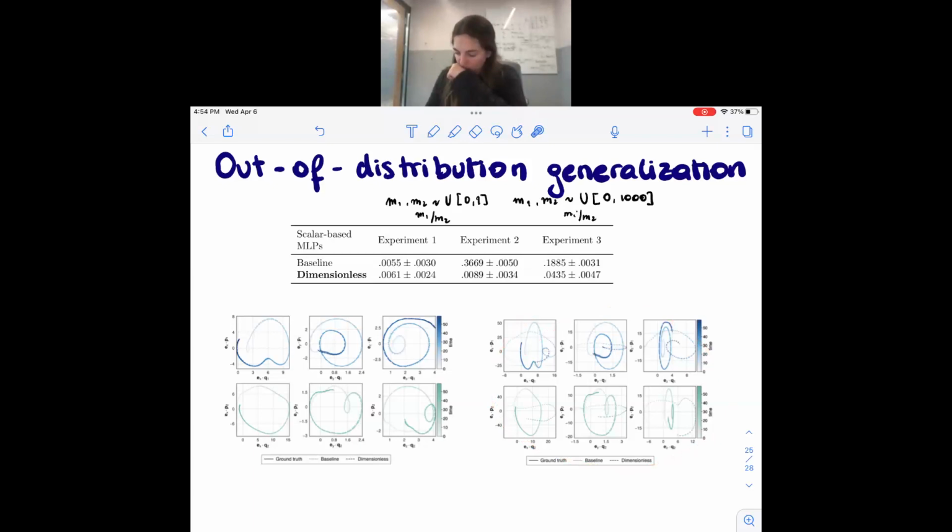So this shows that you can do predictions when you do this transformation from here to here. This is not exactly what we do in this experiment, but it's close. The baseline has a very bad error, but the dimensionless approach doesn't see it, because the way it constructs the features allows it to generalize to these out-of-distribution examples.